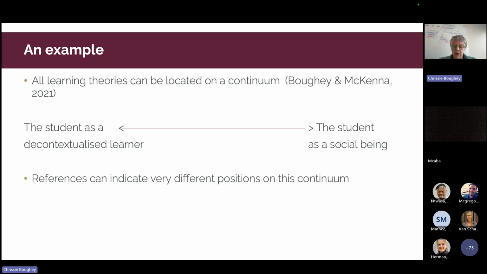So along that continuum, you can place any learning theory, we argue. Some will be on the decontextualized end, some will be on the social end, some will be more towards the beginning, the middle. And the references, because the references are indicative of the people who are espousing these different positions, the references themselves will indicate the different positions on this continuum. So there's a whole lot of sort of insider knowledge here. It's often not explained directly to students. It's there, it's hidden. We know it because we got used to it. We got it somewhere along the way. Students don't always know it.